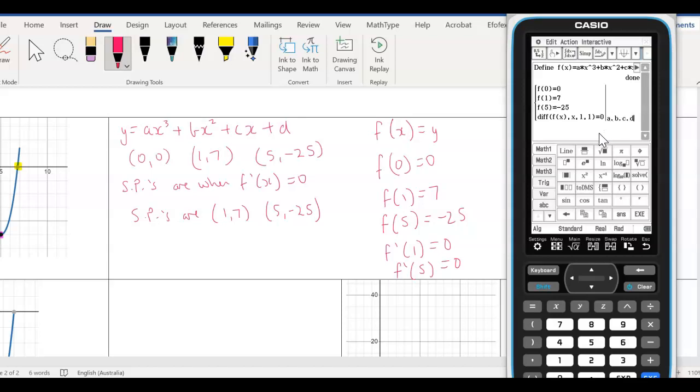C, D. All right, so I'll just give you a second to make sure you've consumed all that. Rewind if you want, if you didn't get those steps. All right, and then press enter.